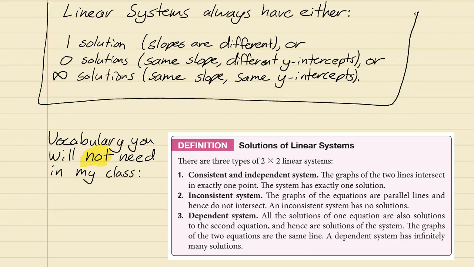And I also wanted to point out that there is some vocabulary in the book that you do not need to know for my class. It's not going to come up again. You might see it in the textbook here and there, but don't worry about it. These are just special words to describe these different types of systems. There's consistent and independent systems, inconsistent systems, and dependent systems, which just describe these 3 situations I'm talking about. But you don't need to know that, so just letting you know.